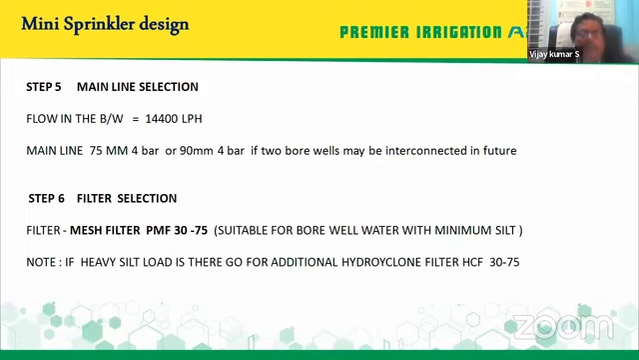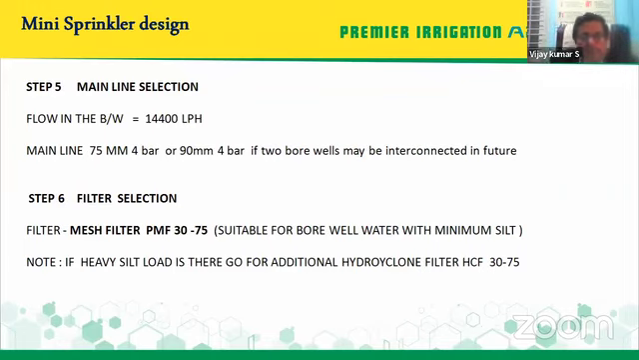After the submain, I will have to design the main line, and for the main line, we know that the flow in the borewell is 14,400 liters. I will either select a 75 millimeter 4-bar pipe, or I can choose one size higher, keeping in mind any expansion, or if you are thinking of interconnecting 2 borewells, then I can go one size higher. And of course, over here, we have to go for the appropriate filter size.